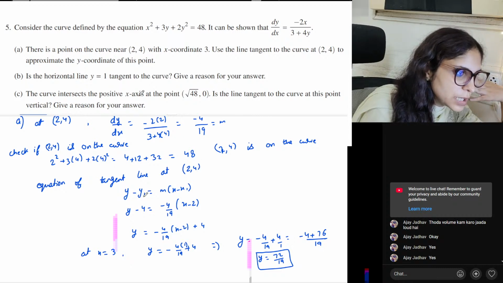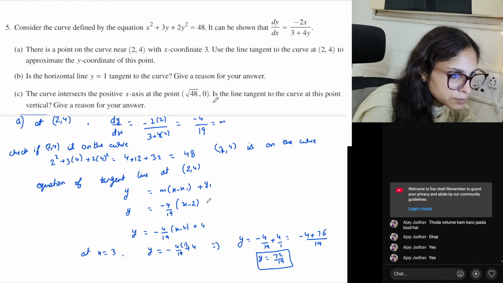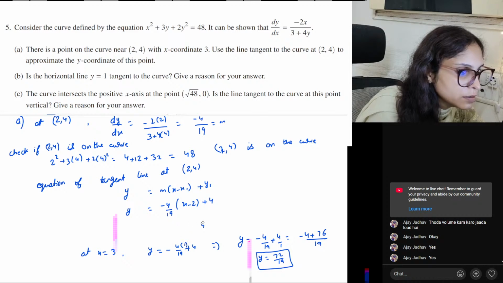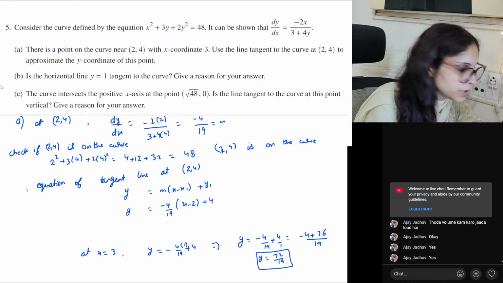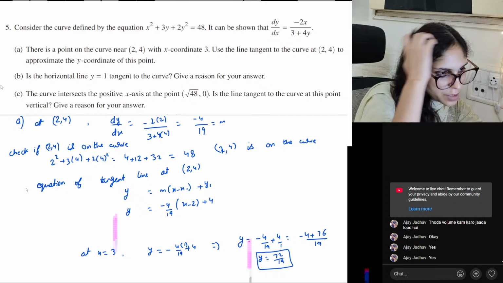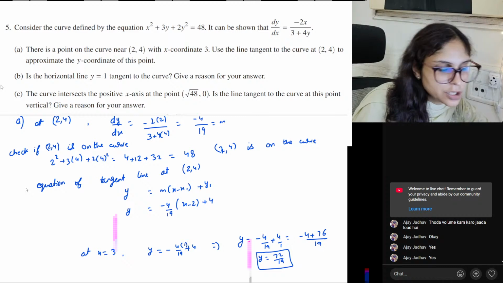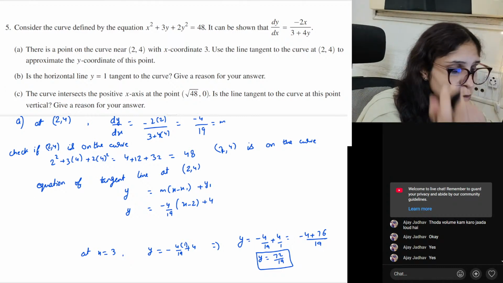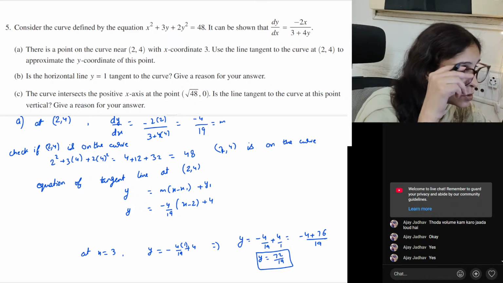Now equation of tangent line y minus y1, or you can directly use this also. It will save one step, so you would not have to write it again. And now at x is equal to 3, y will be negative 4 over 19 plus 4, because 3 minus 2 is 1. So that is negative 4 plus 76 over 19, that is 72 over 19. And that is what you had to find, the y coordinate of this point. Approximate y coordinate is 72 over 19. This question is done.